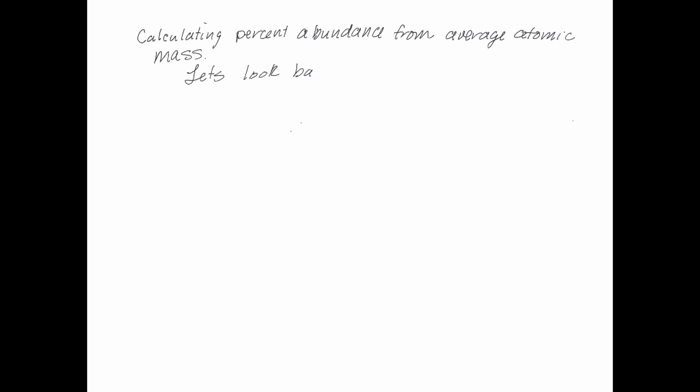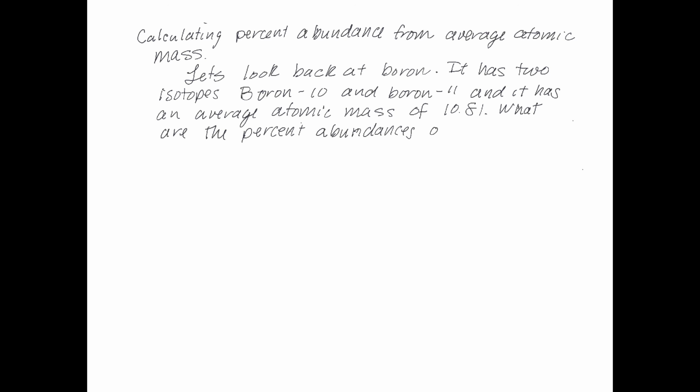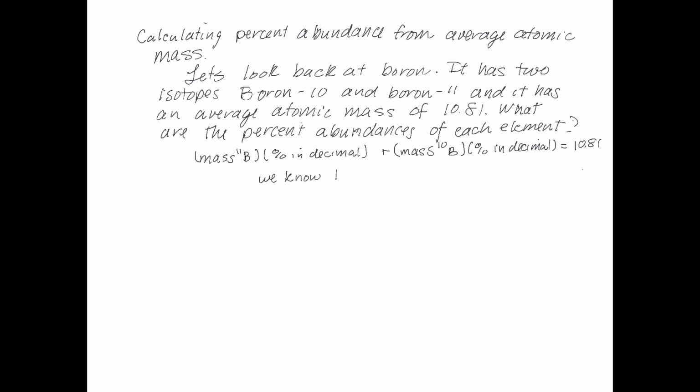All right, we can do a second type of calculation, which is calculating the percent abundance from average atomic mass. So now let's look back at boron. It has 2 isotopes, boron 10 and boron 11. And it has an average atomic mass of 10.81, which we looked at before and decided there has to be more boron 11. But we can actually calculate the percentage abundance of each isotope. So we can take the mass of boron 11 and multiply it by its percentage in decimal form, plus the mass of boron 10 times its percentage in decimal form, and it should equal 10.81.